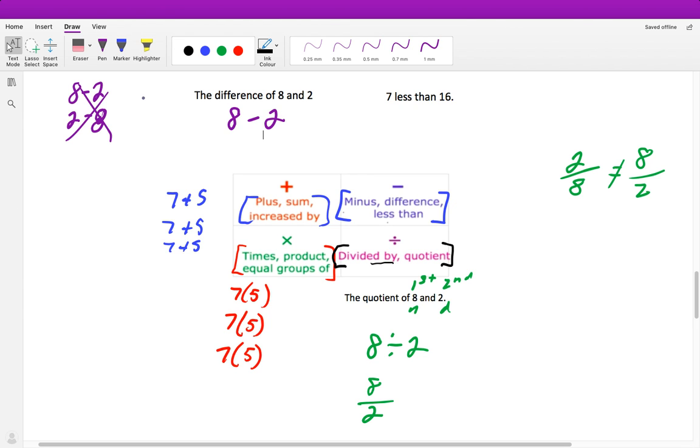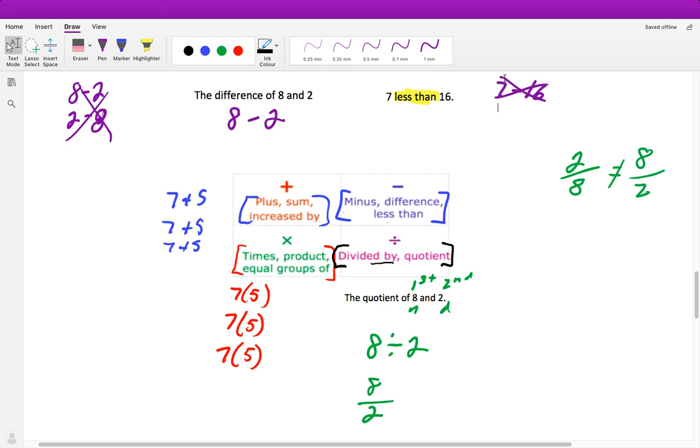Now, this is the one that a lot of people seem to get mixed up on and really struggle with. Whenever you see 7 less than 16, what they think is, oh, then we're going to do 7 minus 16, but that is not correct. Think about what we're saying. We're saying 7 less than 16. What number is 7 less, like which number would be 16 minus 7? Which number would be 7 units less than 16?